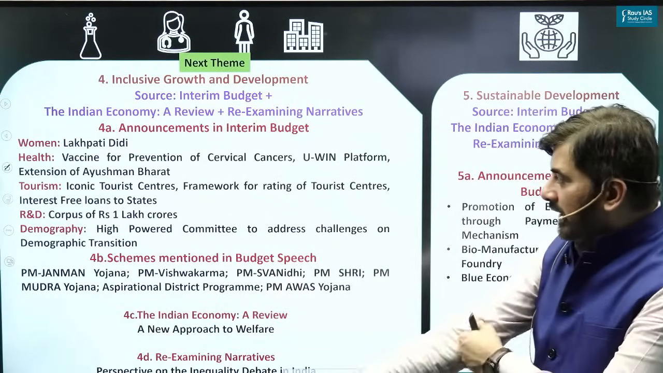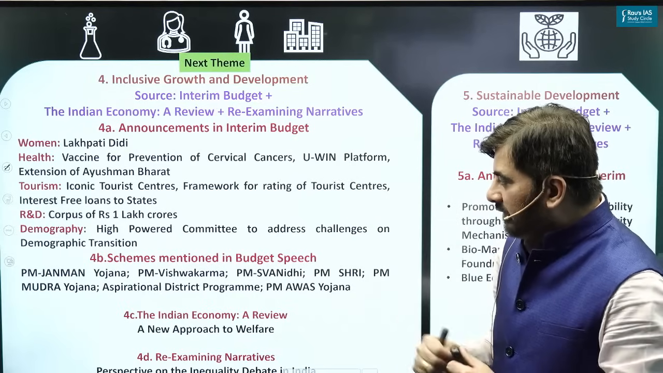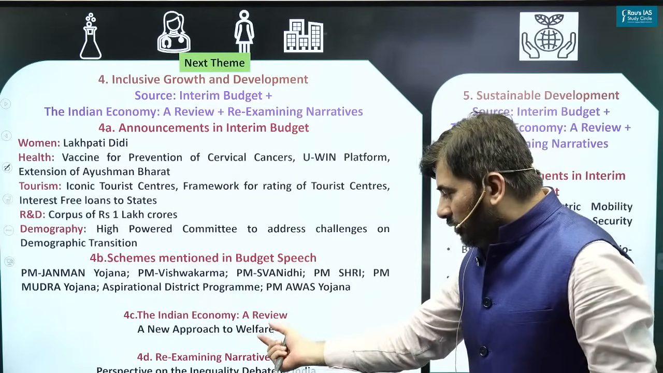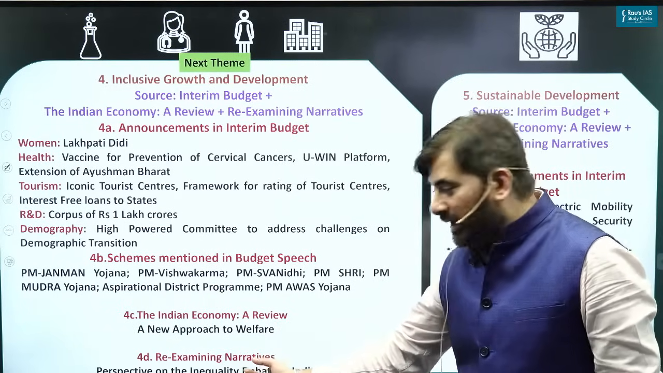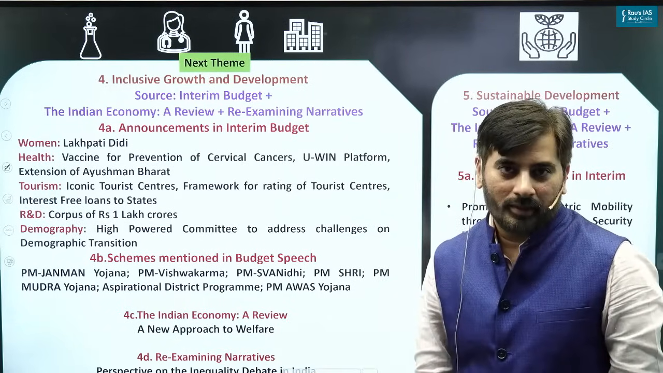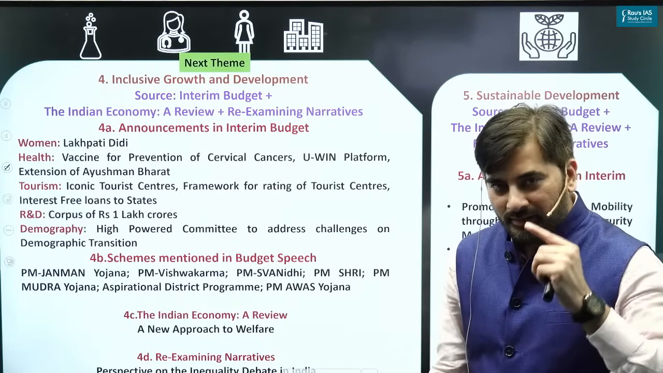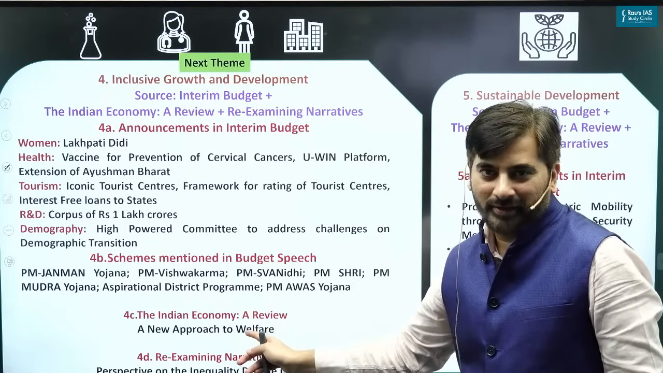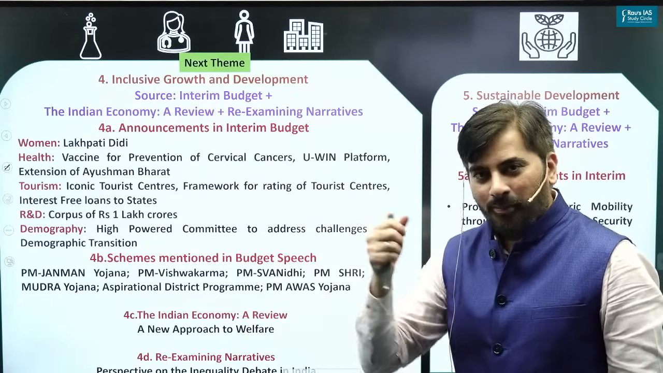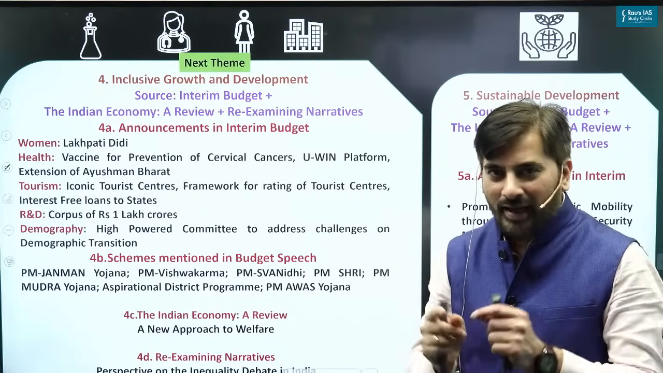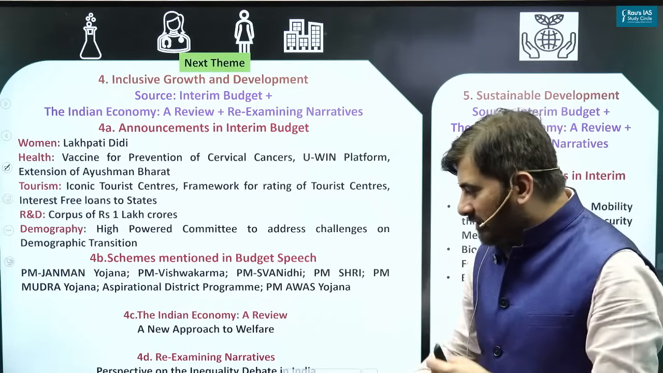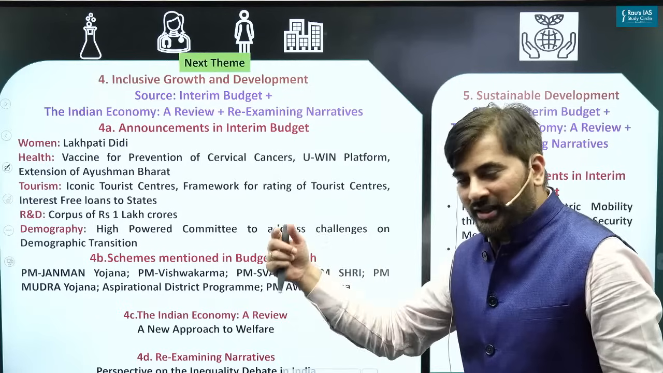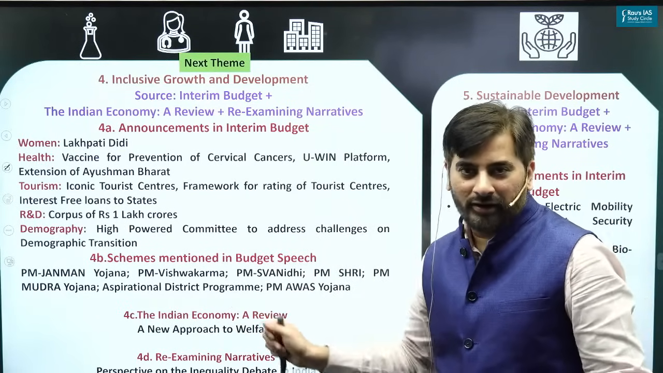We can just have a look at the important announcements in the interim budget, the schemes mentioned in the budget speech, as well as a new approach to welfare and perspective of inequality debate in India. In this discussion, I shall be starting with a new approach to welfare. Like I said in the previous session, this year the Ministry of Finance has published a separate document which is called the Indian Economy: A Review. In this document, there is a separate chapter titled a new approach to welfare.